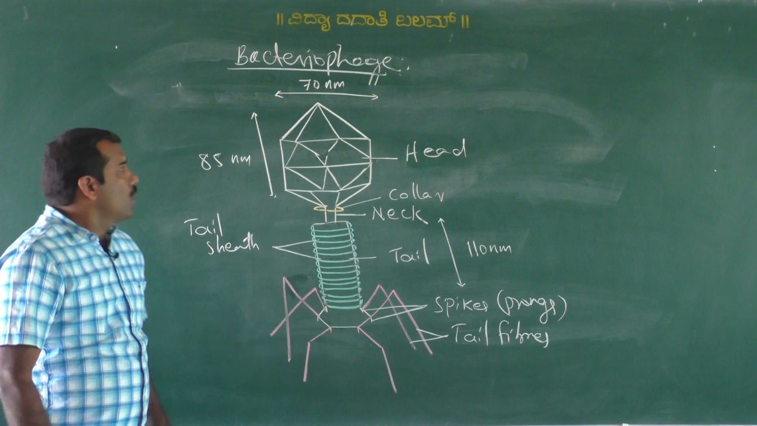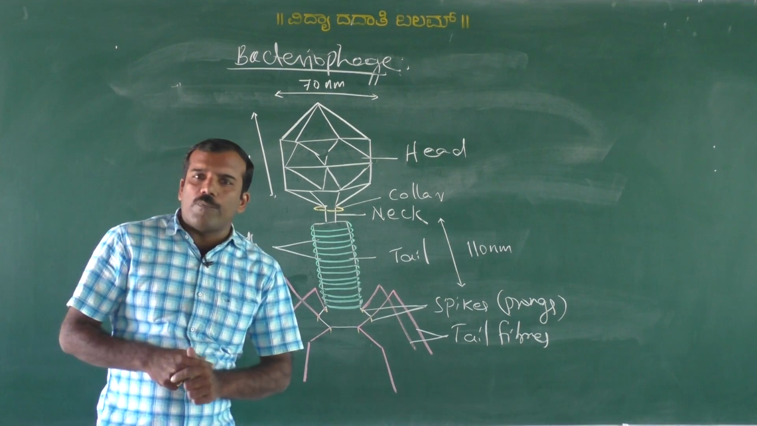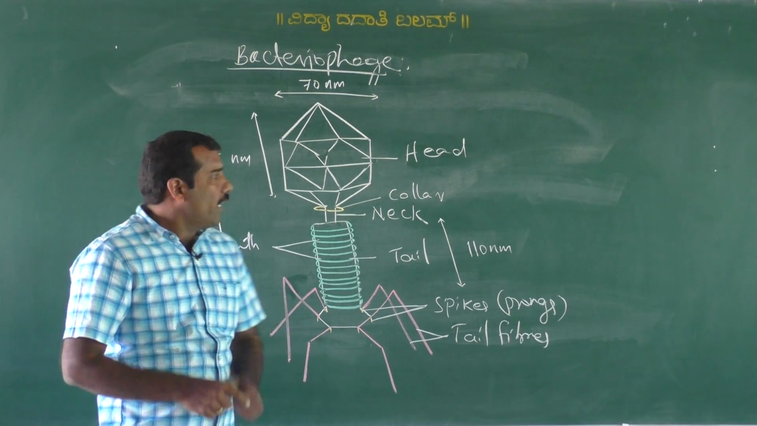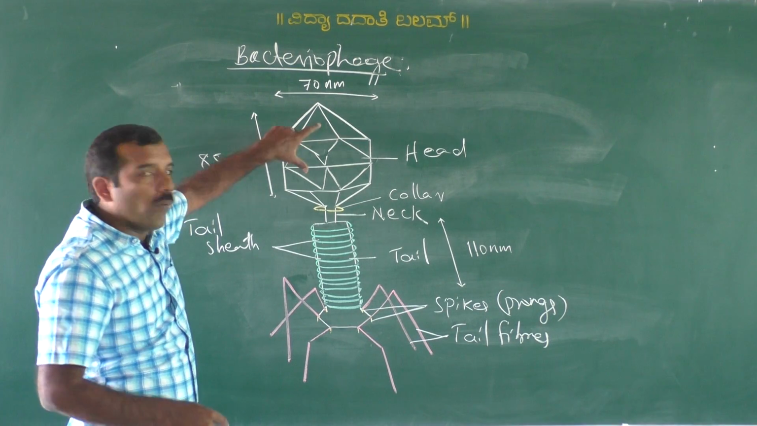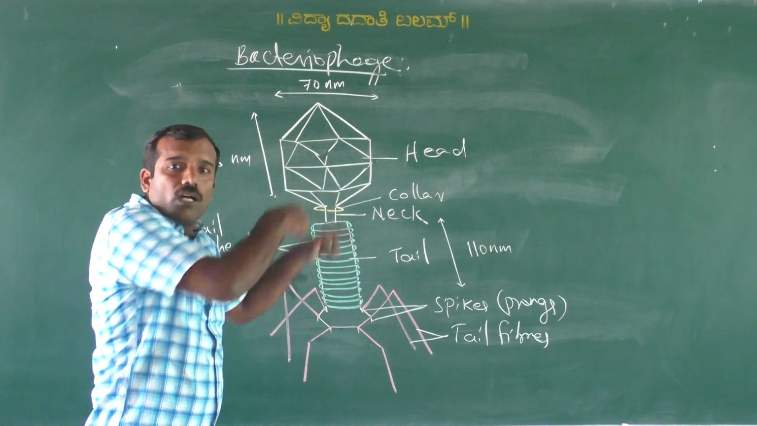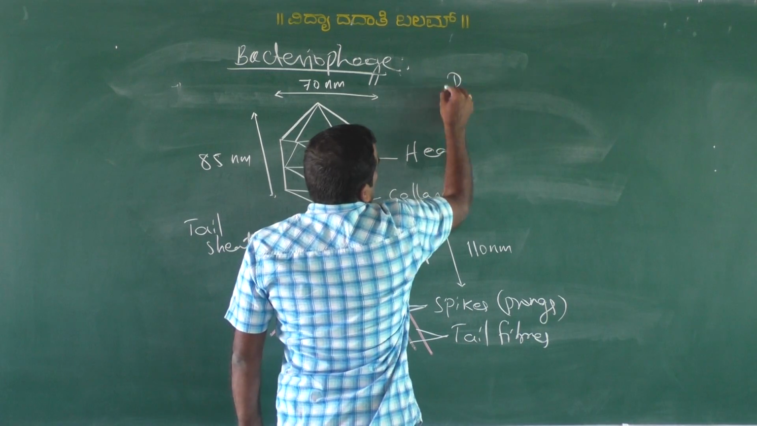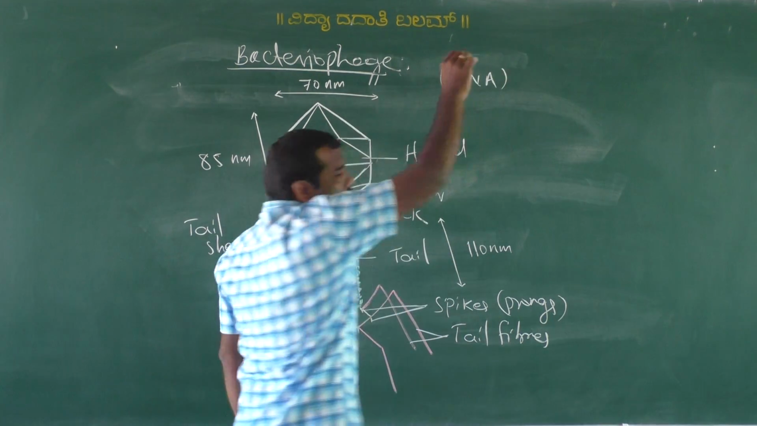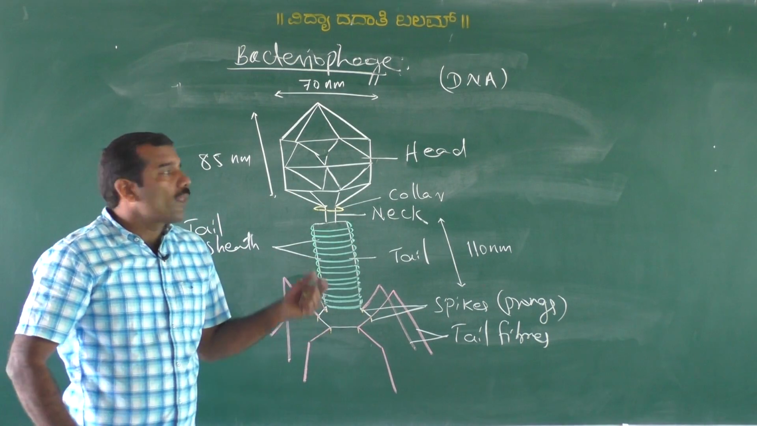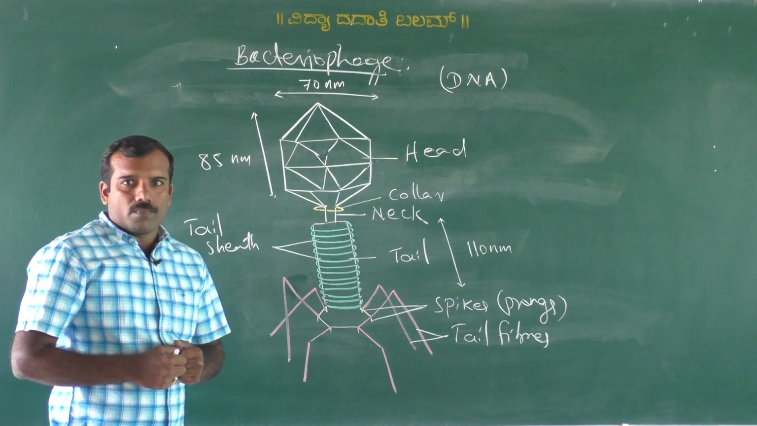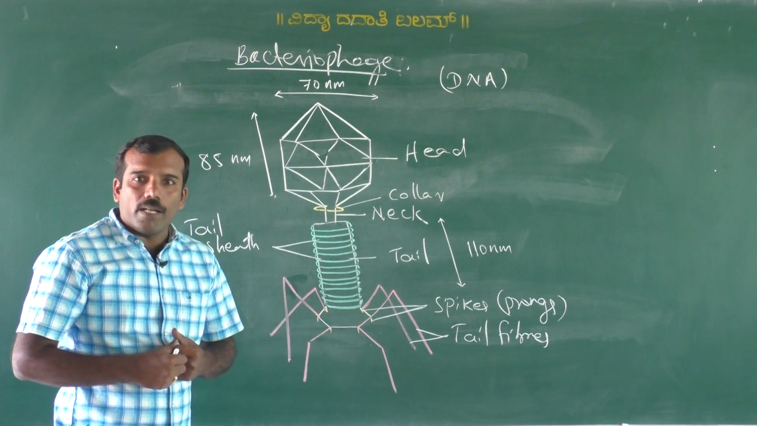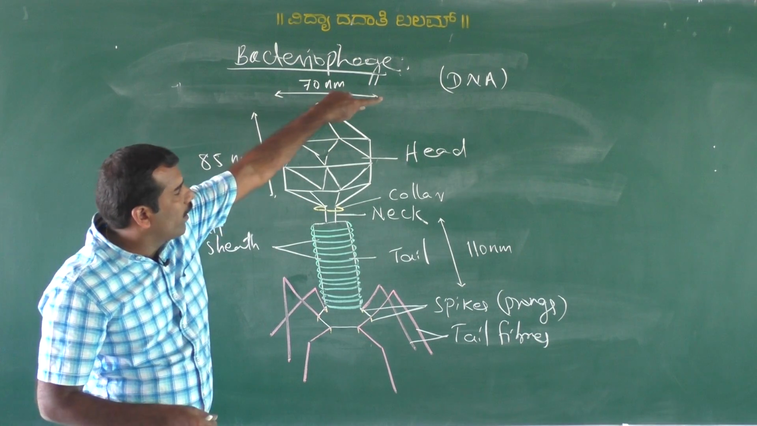Is it clear? So bacteriophage is a virus which infects bacteria. It consists of a head, polyhedral in shape. Inside the head we can find the genetic material, that is DNA, that is nucleic acid, because bacteriophage is a DNA virus which contains DNA as genetic material. Inside the head we can find the DNA.